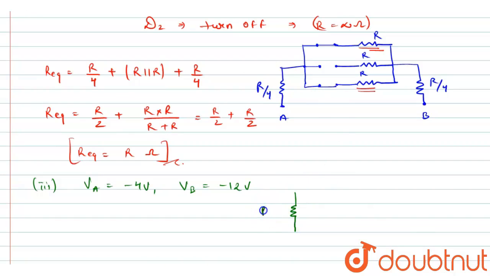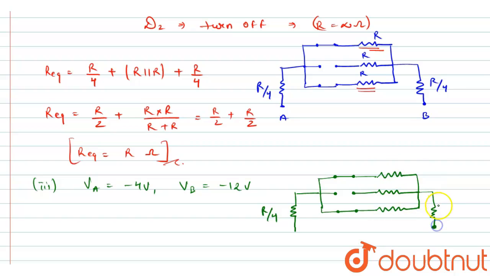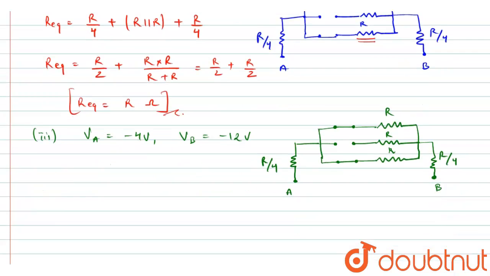So the same circuit will follow for this part also. Okay, let me draw the circuit. This would be R by 4 plus we have D1 shorted, D2 open circuited, then again D3 short circuited, and we have three resistances, R, R and R. Further we have R by 4 ohms here, between A and B terminals. Now see, as the circuit diagram for both parts is the same, the equivalent resistance for this part will also come out to be the same, that is R ohms.